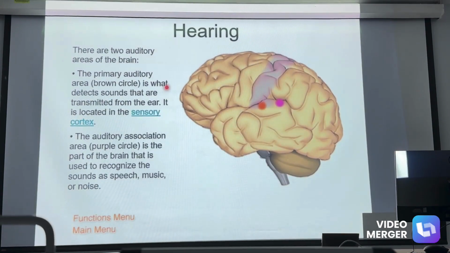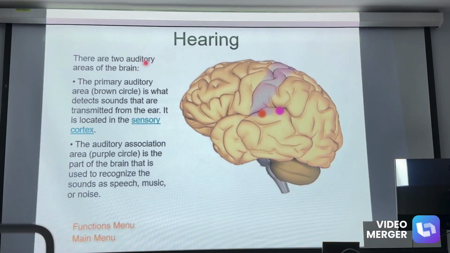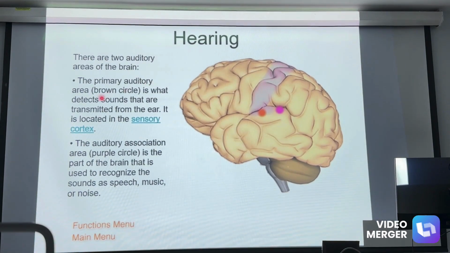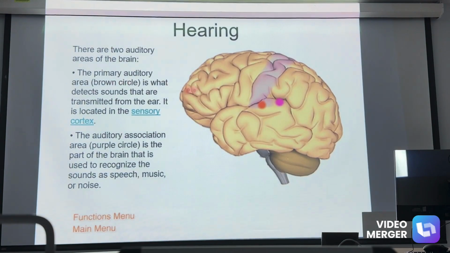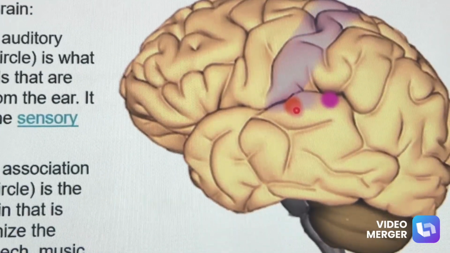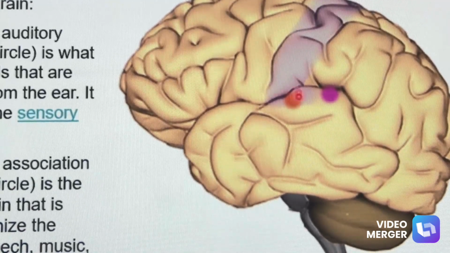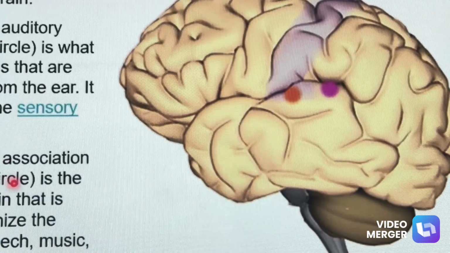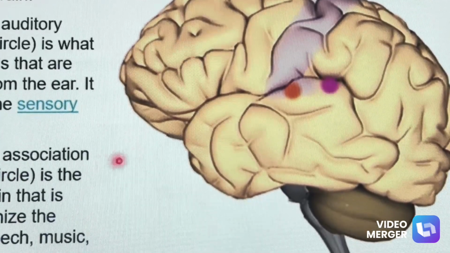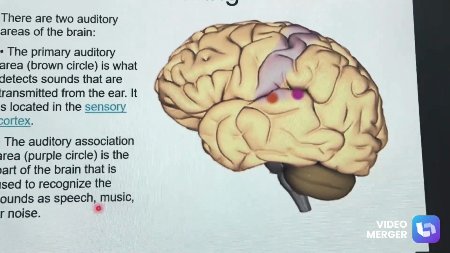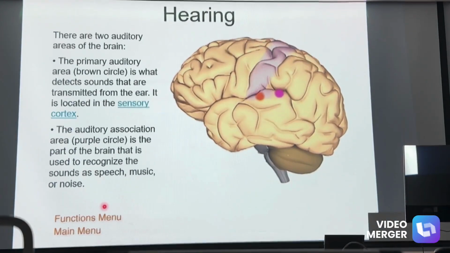Hearing per se is a divided function between two areas. The primary auditory area, the brown circle, detects sounds that are transmitted from the ear in the sensory cortex, and the auditory association area, the purple circle, is a part of the brain that is used to recognize the sound of the speech, what is music, noise, etc.